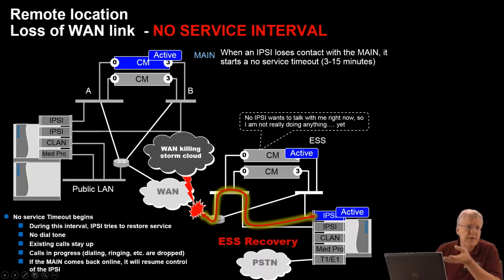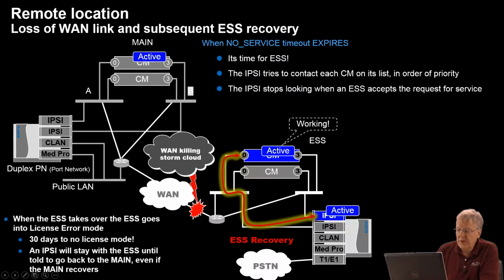Now this is going to last a minute, 3 minutes, up to 15 minutes, depending on how you configure it and how aggressive you want to be. You have to be careful of flapping and stuff like that. But whatever the case, let's say timeout occurs and the WAN link doesn't come back. If that's the case, then what's going to happen is the IPSI, not the ESS, the IPSI, is going to seek out a new communications manager, one farther down its list, community by community, priority by priority.